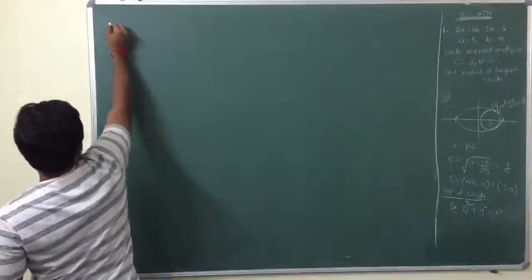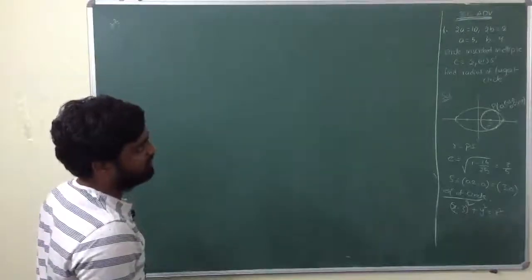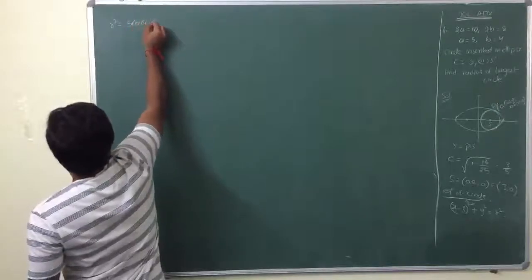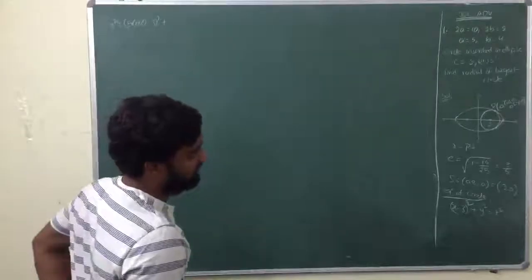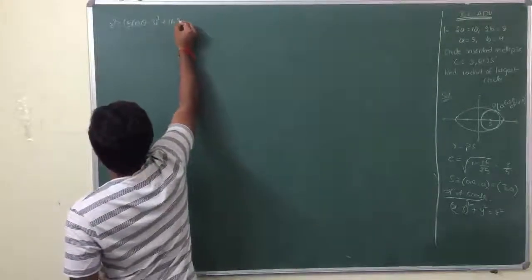So r square is equal to a cos theta, what is a? 5 cos theta minus 3 whole square, plus b sin theta whole square. What is b? 4 sin theta whole square. So 16 sin square theta.